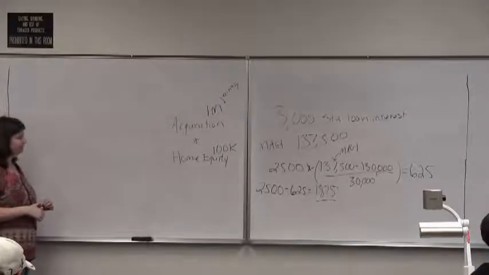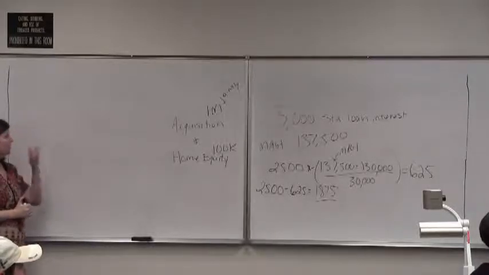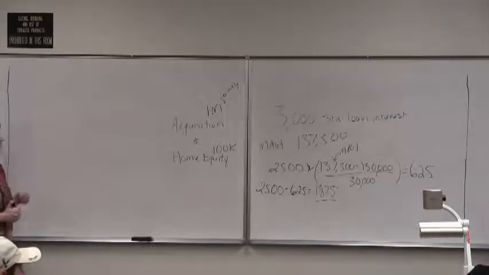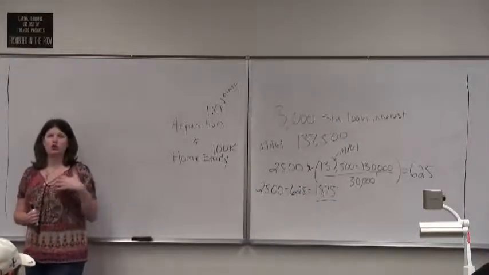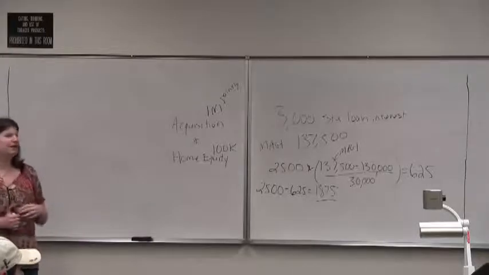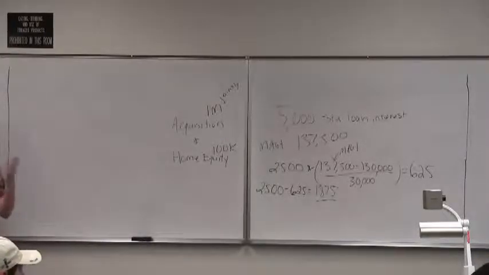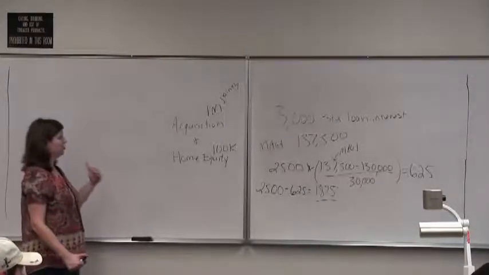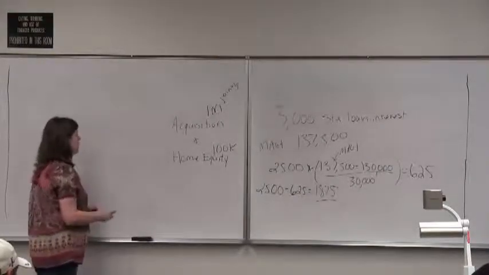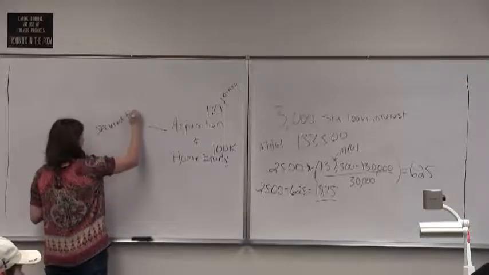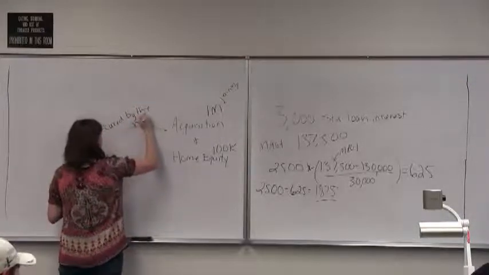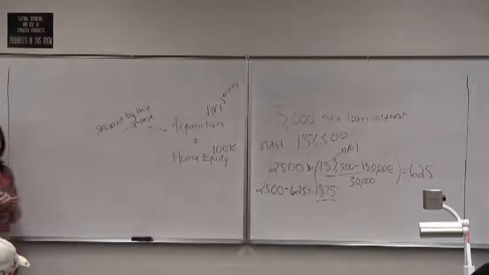So, let's talk first about acquisition indebtedness. So acquisition indebtedness is very much, you're buying a house, you go to the bank, you get a loan, and they give you $150,000 to buy a house or to build a house. And it is secured by the house, which is important with acquisition indebtedness. It must be secured by the house. What does that mean when we say it's secured by the house?